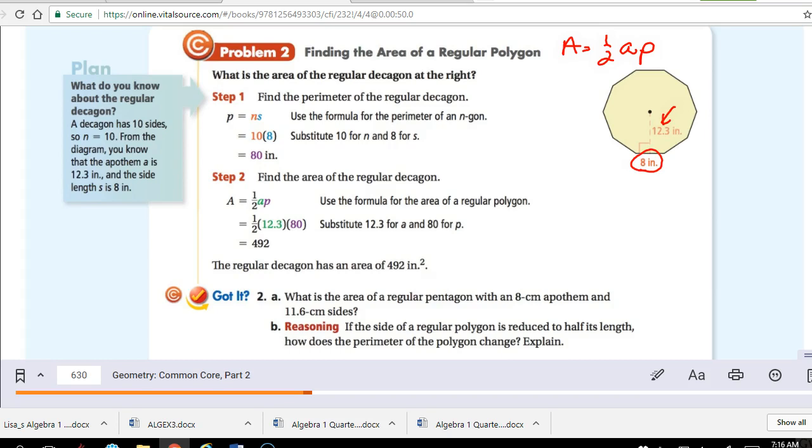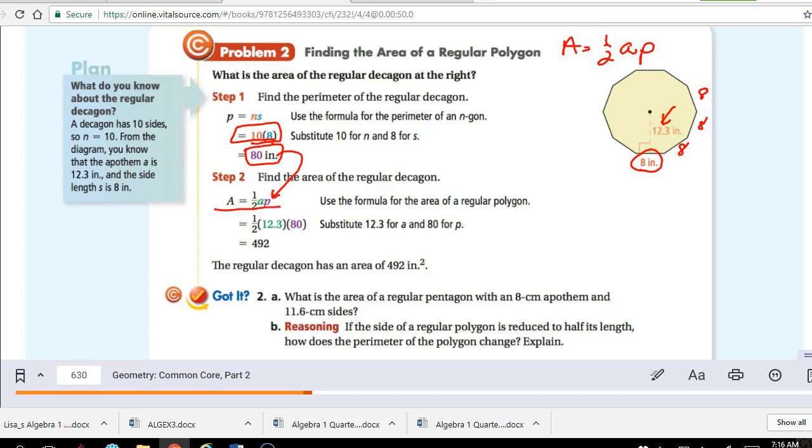However, this is given. Well, again, because a decagon has 10 sides, it's 8 here, it's 8 here, it's 8 here, and I'm not going to go all the way around. But you're going to simply multiply 10 by 8, which is what they're doing right here. And therefore, you're going to get that the perimeter, or the distance around that decagon, ends up being 80 inches, because it's 10 times around there. Okay. Now that we know that, we're going to end up plugging that in right there for the perimeter.